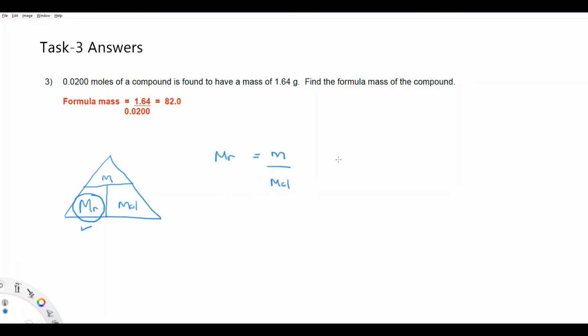So in this question, we have 1.64 grams and we have 0.02. If you were to do that calculation, obviously you'd use a calculator, it would be 82. But we want it in 3 significant figures, so it would be 82.0. And the units would be grams per mole, g/mol.